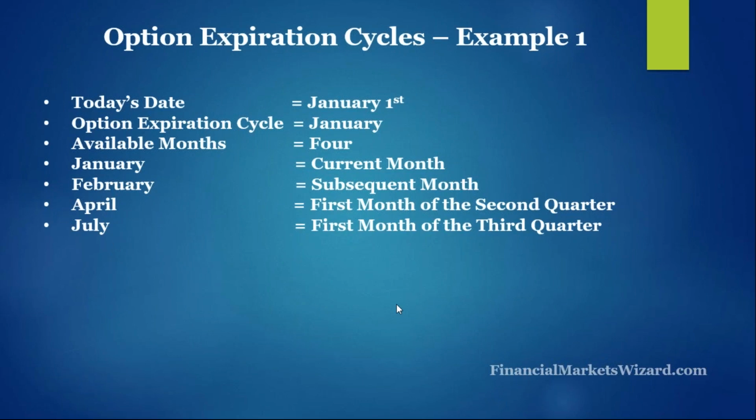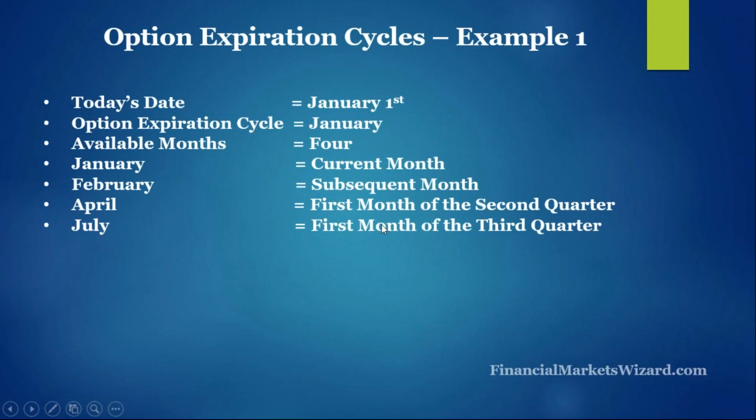So it's clear? January, February, April, and July. January is listed because we are in the month of January, and we know it's because of the modified cycle. February should be listed too. April, because the stock is assigned to the January cycle, so April is assigned because April is the first month of the second quarter, and July is assigned because July is the first month of the third quarter. So 4 months: January, February, April, and July.